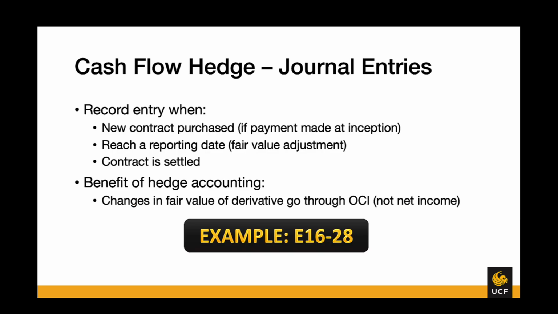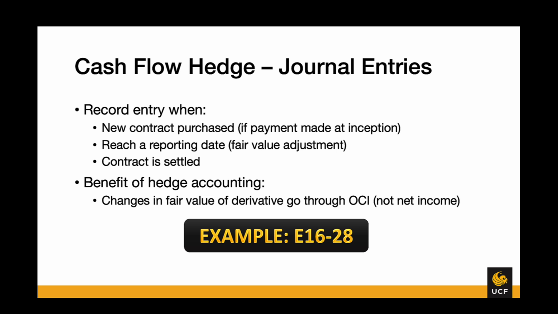Okay, so when we have a cash flow hedge, we're going to record a journal entry whenever a new derivative contract is purchased, whenever we reach a reporting date, because that's going to trigger a fair value adjustment, and whenever a contract is settled. However, here, the benefit of hedge accounting, remember, in some situations, there is not necessarily a hedged item on our balance sheet.